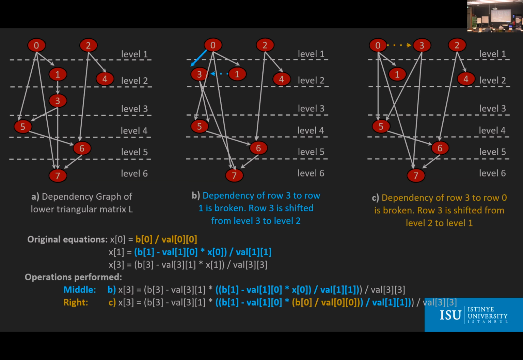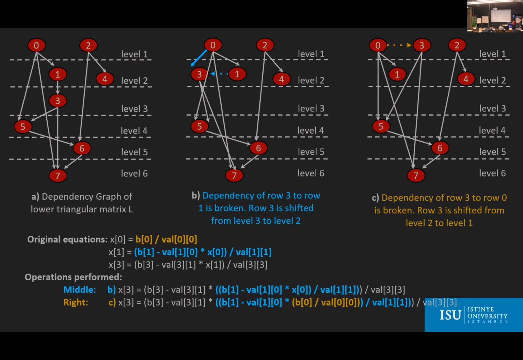This time the operation is in yellow. So we take row 3 and break its dependency to row 1, and we can move it to level 1 now. So level 3 is now empty, and we can remove it altogether, meaning that we're shortening the critical path of the graph. Also, we're removing one of the synchronization points.